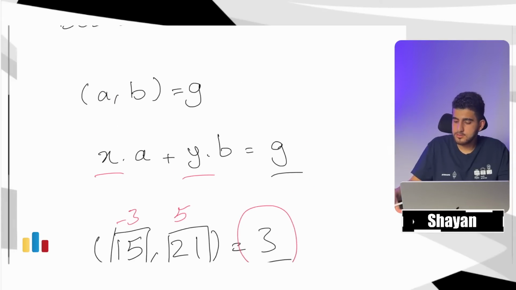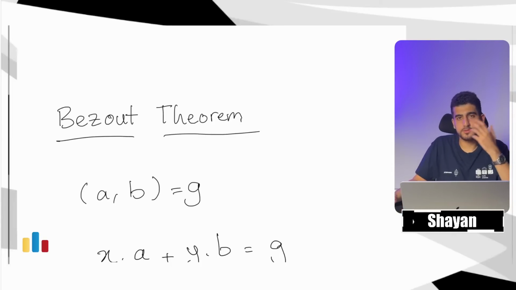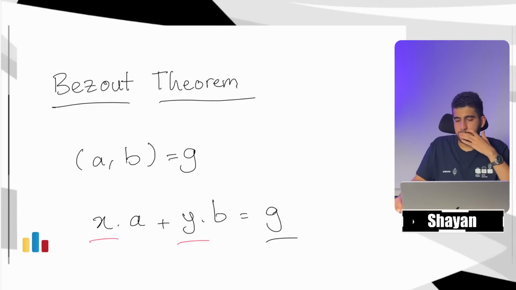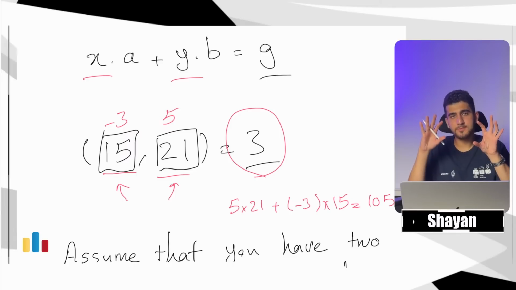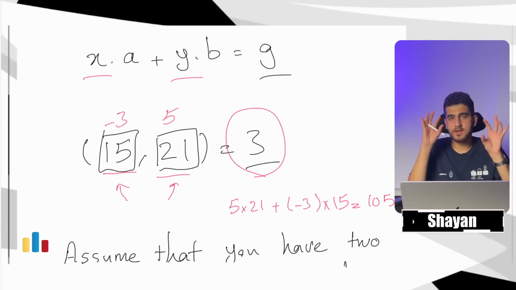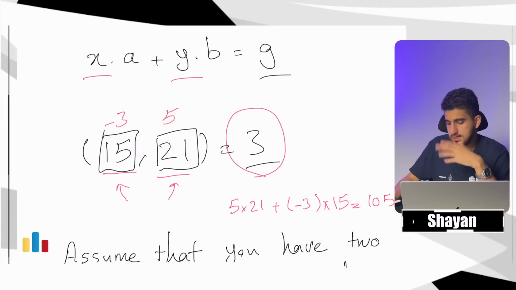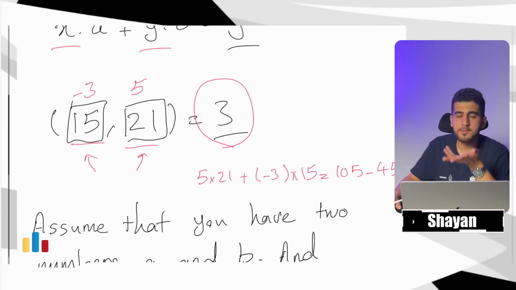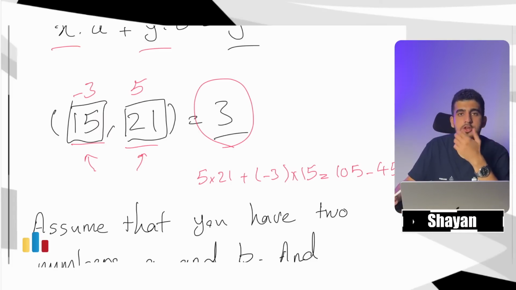The name is Bézout's theorem. I think the t is not pronounced. It says that if you pick two integers, and you can pick some amount of the first one and some amount of the second one, and these amounts can be negative, positive, zero, anything, you can make all the multiples of their GCD. For example, in this case, if you have 15 and 21, you can make all the multiples of 3, their GCD, in the general case.